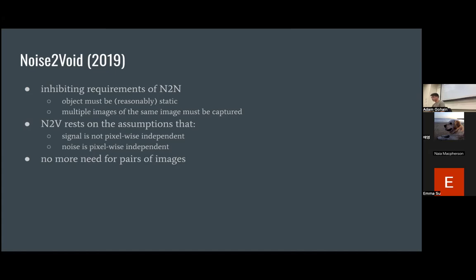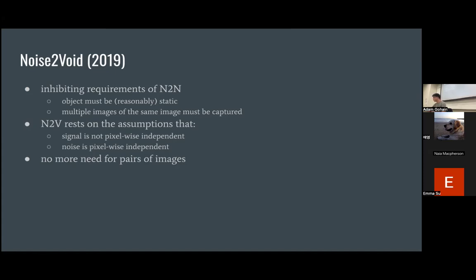This one rests on two relatively basic assumptions. The first being that whatever signal, and signal here means clean image, whatever clean image you have, the pixels next to each other tend not to be independent from each other. In most real-world applications, this is a pretty reasonable assumption, because objects tend not to be random spikes and peaks in intensity. In addition, the noise should be independent from each other. So for example, this wouldn't work on the Gaussian noise examples that we were looking at previously in Noise2Noise.